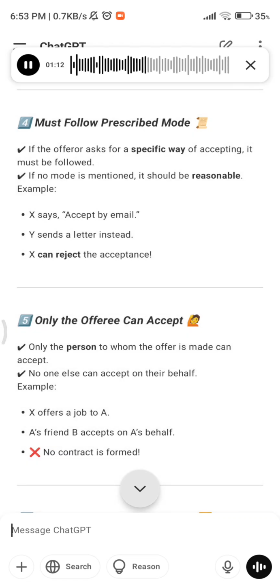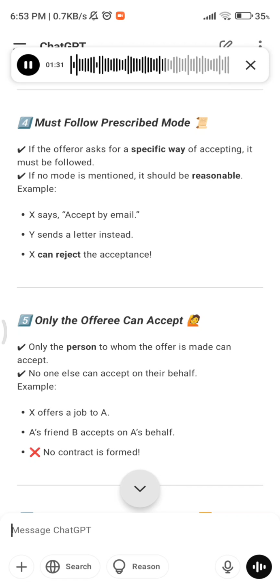If no mode is mentioned, it should be reasonable. Example, X says accept by email. Y sends a letter instead. X can reject the acceptance. Only the offeree can accept. Only the person to whom the offer is made can accept. No one else can accept on their behalf.